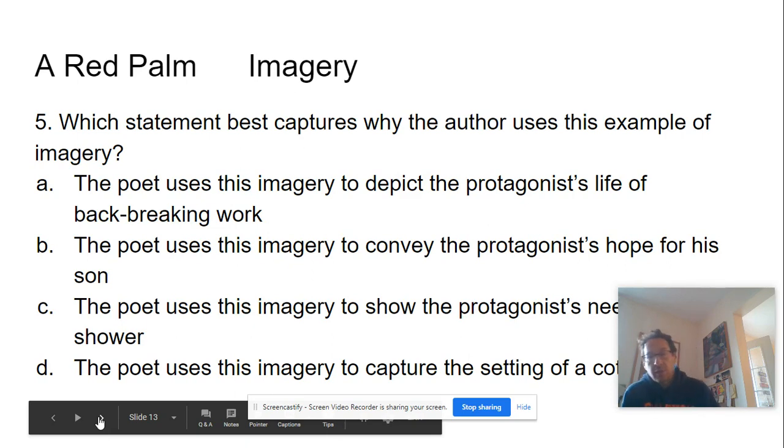So which statement best captures why the author uses this example of imagery? This is where we're going into tone. The author uses this imagery because he wants us to hear this poem or feel this poem in a certain way. So which statement best captures why the author uses this particular imagery that he does? To depict the protagonist's life of backbreaking work. Throughout the poem, he's working hard, isn't he? He even separates the work into what he can buy.